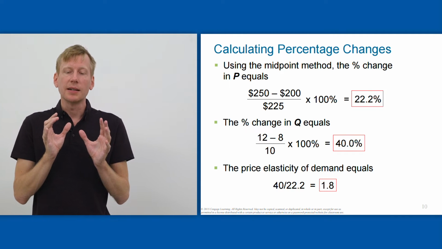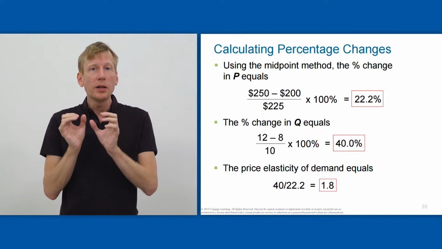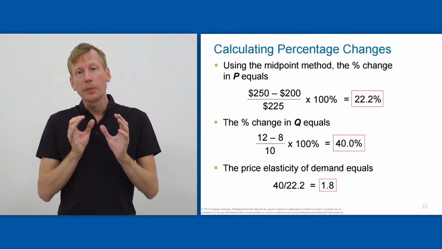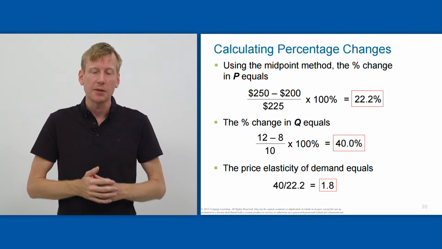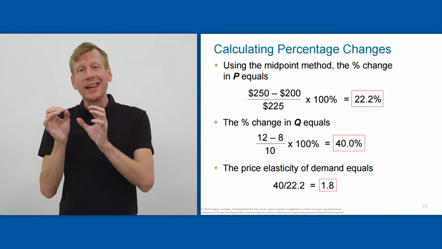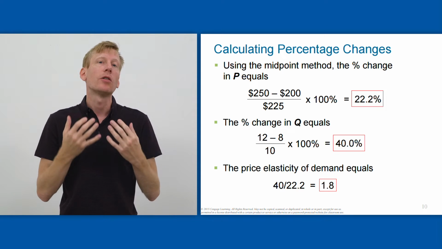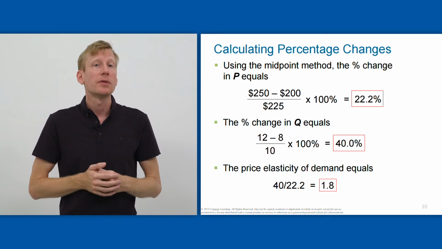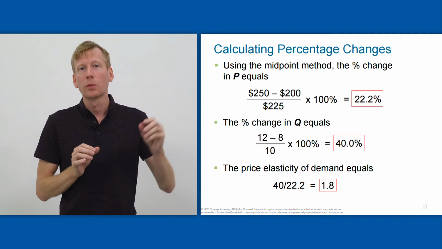In the simple example you see in the slides, when we calculate that percentage change moving from point A to point B or point B to point A along the price, 250 minus 200 divided by 225 is always 22.2%, no matter which direction our change takes place in. And that percentage change in quantity, which is 12 minus 8, or 8 minus 12, divided by the midpoint between 8 and 12, is always 40%, no matter which direction we make the change go in. As a result, the price elasticity of demand would now always be 1.8, whether we move from A to B or B to A.